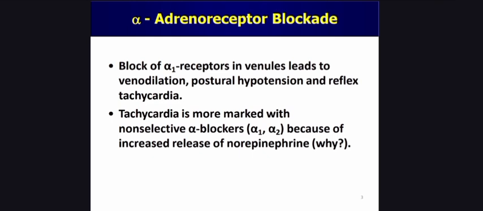Excellent. Presynaptic nerve terminal. Here. So these are the alpha-2 receptors. They're present in the sympathetic nerve, the nerve that's releasing norepinephrine, and their function is to control norepinephrine release.